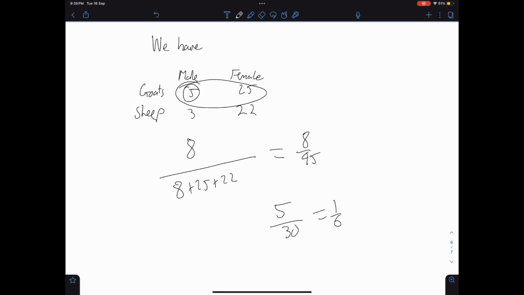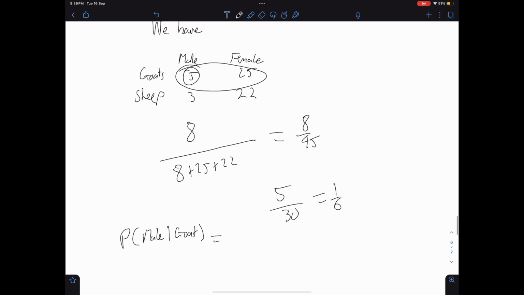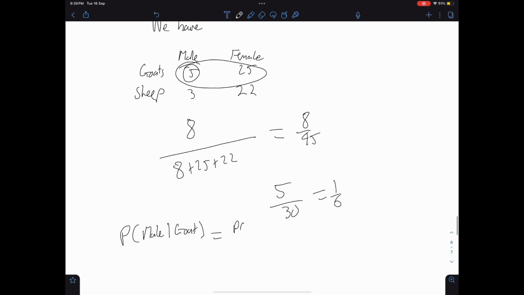And this is an idea of conditional probability. So we would write that as P of male, given that they're a goat. And this is equal to P of male and goat, P of male goat, divided by the probability of being a goat. And in this case, it would also equal N male intersect goat over N goat.